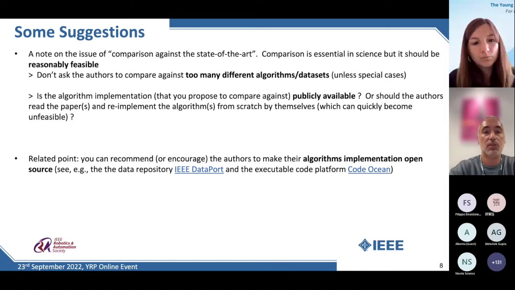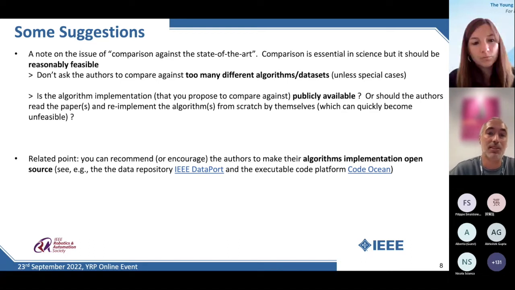Now, a point about the comparison against the state of the art. I see this comment many times, and it's one of the easy comments, I would say. Of course, you can always say the authors didn't compare their algorithm against something, because it's impossible to compare against all alternatives. This of course is a valid comment, because a comparison is essential, but you have to keep in mind that this comment must be reasonably feasible.